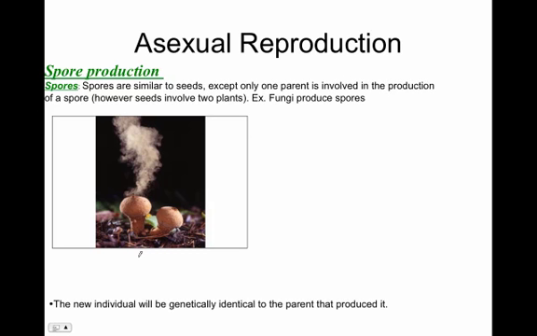Spores are another good example that can produce asexual reproduction. They're kind of like seeds, except in the case of plants, seeds are not identical. Spores are. So fungi might reproduce asexually through spores, and again the new individual would be identical.